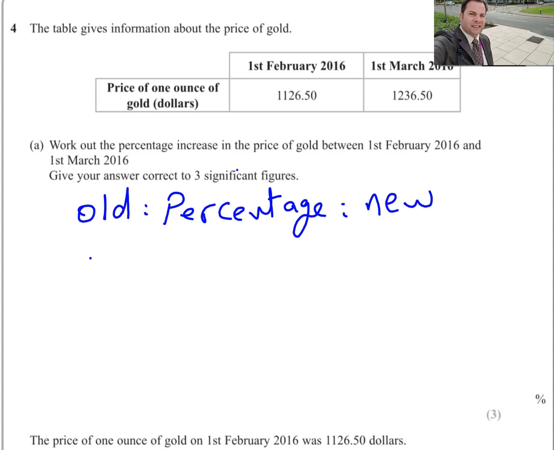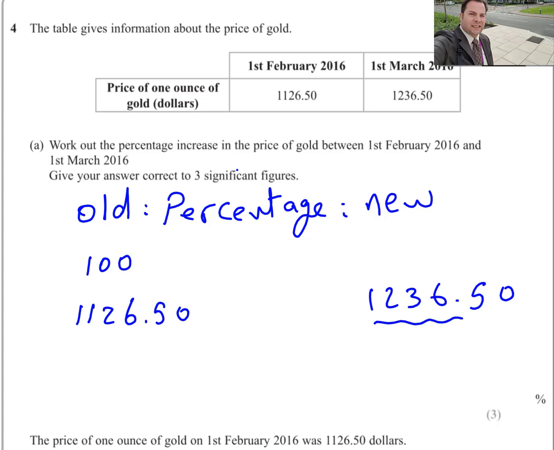The old each time is 100, which is the original. But in this question, the value of the old is 1126.50. And the new value is 1236.50. By comparing between the old and new, is this increase or decrease? It's increasing. So you can find the value of increase by subtracting new minus old. You will get 110.